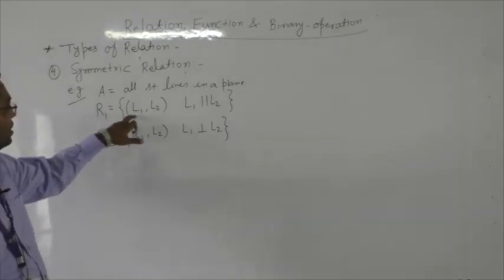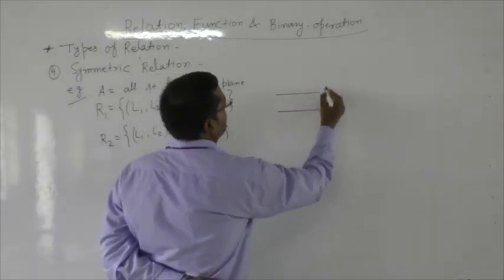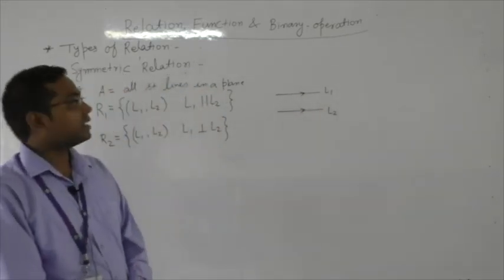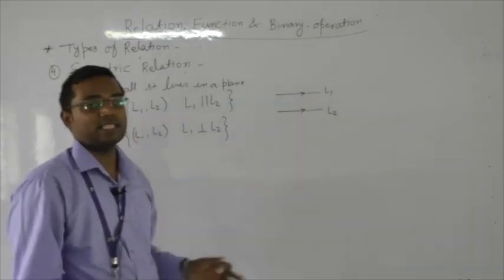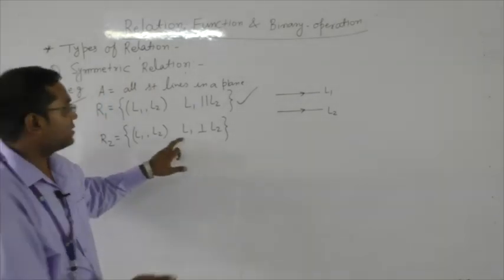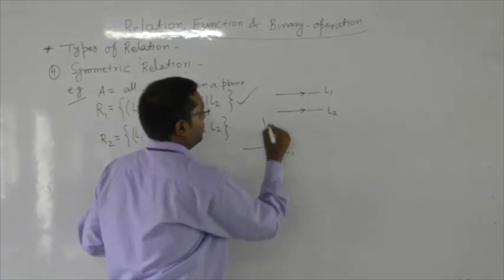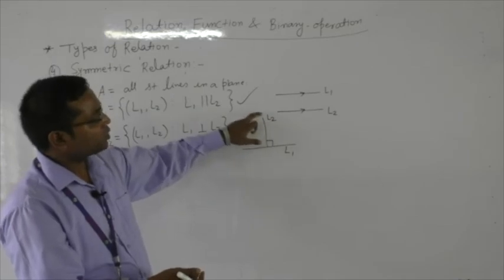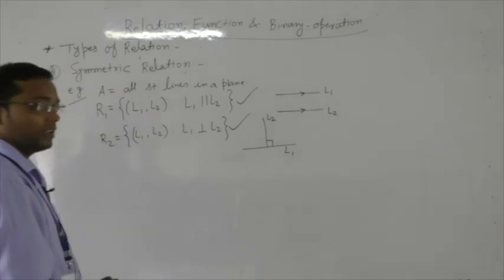Let's see. Two straight lines we have in a given plane, both are parallel. This is L1, this is L2. Now the symmetric relation says if L1 is parallel to L2, do we have L2 parallel to L1? Of course yes. Hence this is the symmetric relation. Now let's check for this. Two straight lines are perpendicular. This is L1, this is L2. Now L1 is perpendicular to L2, so L2 will be perpendicular to L1. Hence this is also the symmetric relation.